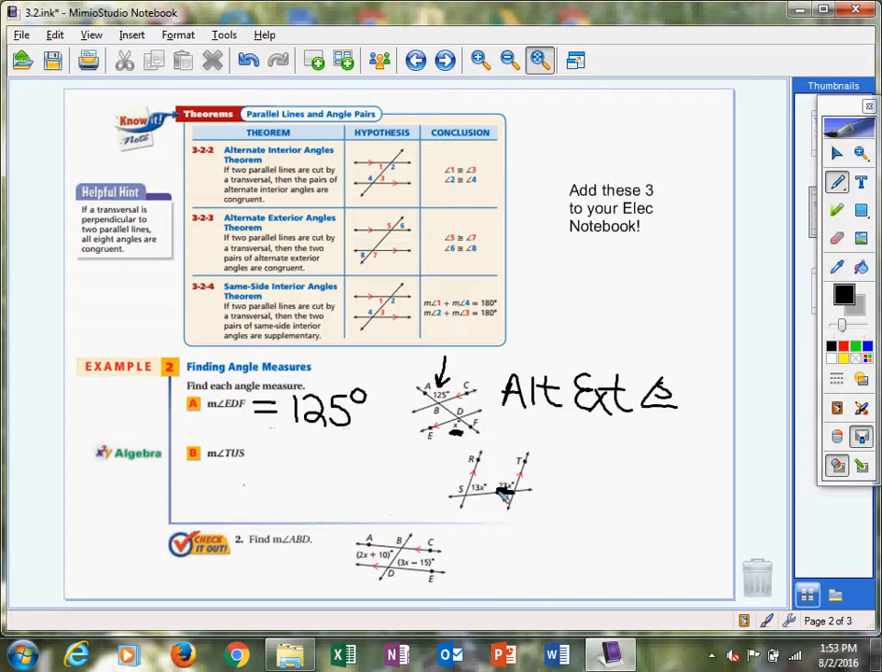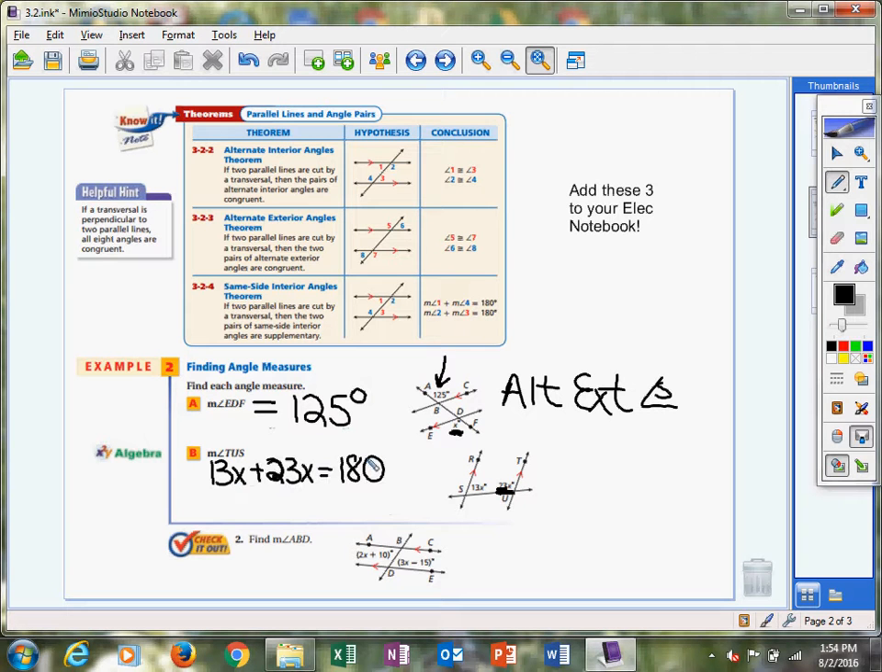That's all we know. The other thing, we have to look at them positionally. They're both interior and on the same side of the transversal. So that means they're same side interior angles. And according to the theorem, they are supplementary. So we're going to take our 13x degrees, we're going to add our 23x degrees, and together that's going to equal 180 degrees.